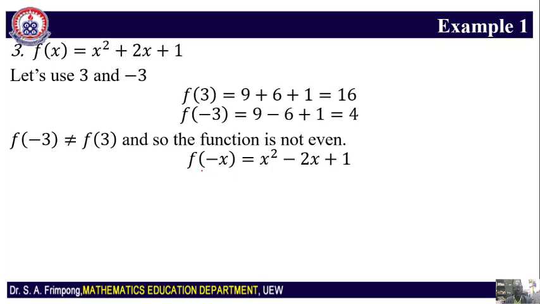And the same way, if I use this notation, which we normally use and is more preferred for the general case, this will be x squared minus 2x plus 1, and therefore we can see that f of x is never equal to f of negative x. So the function is not even.